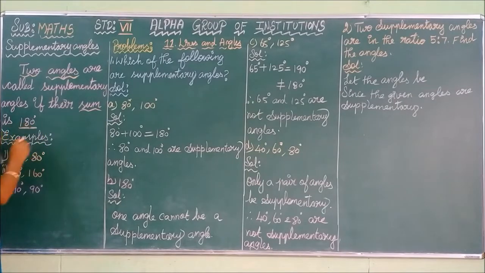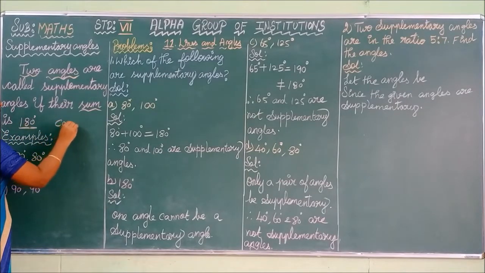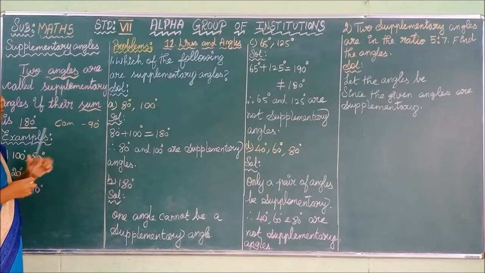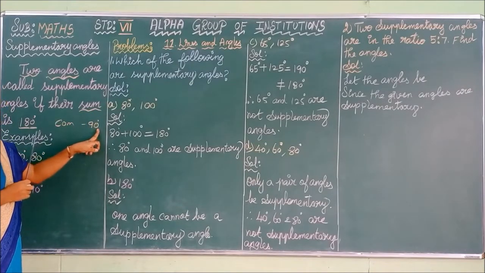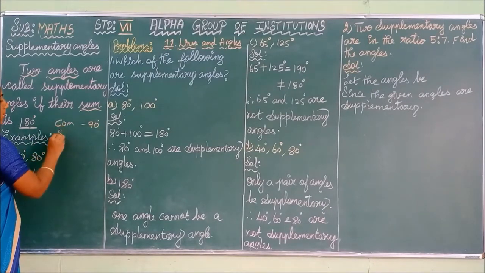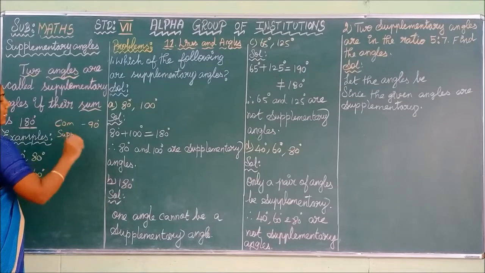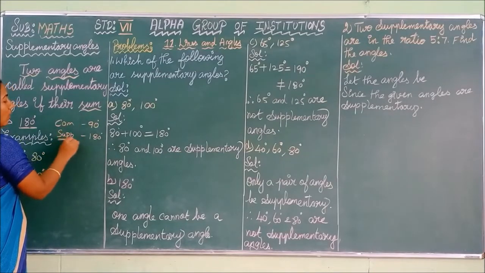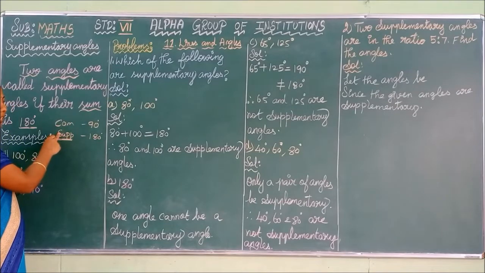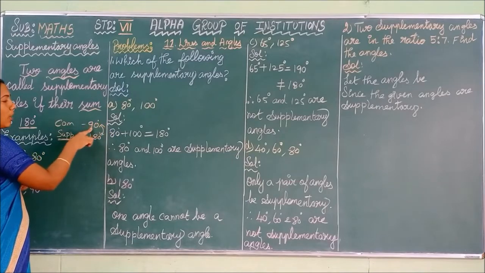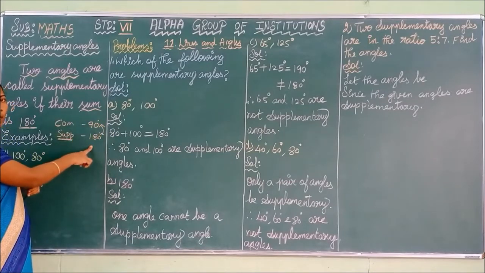Do you understand, children? Complementary means 90 degree. That is, you add the two angles, and if you get the answer 90 degree, we call them complementary angles. Supplementary means if you add the two angles and get the answer 180 degree, then we call them supplementary angles. Many of you may have confusion about which angle is said to be complementary and which is said to be supplementary.